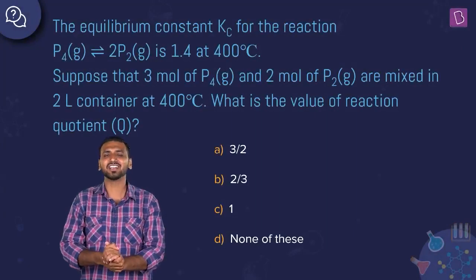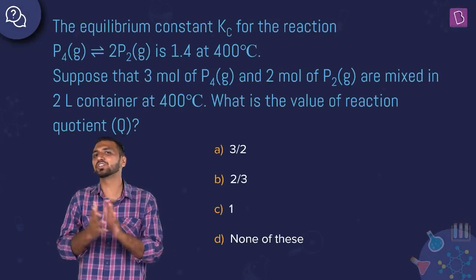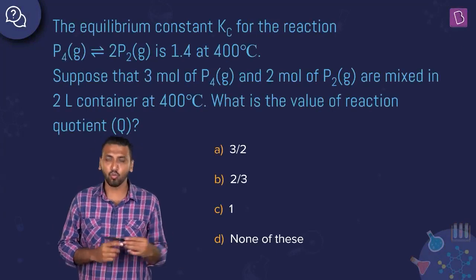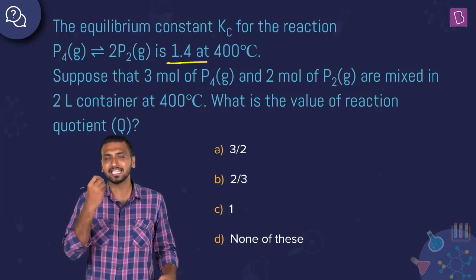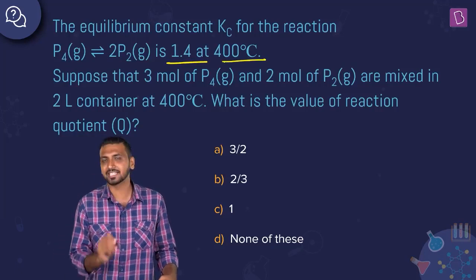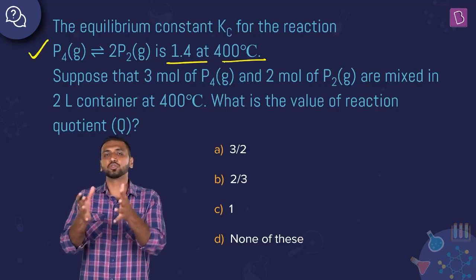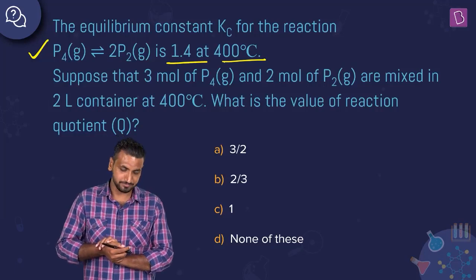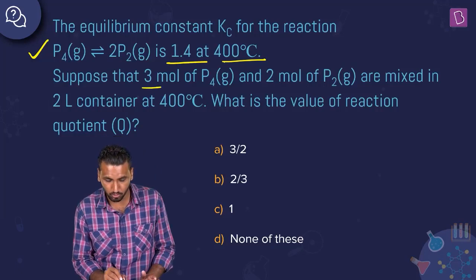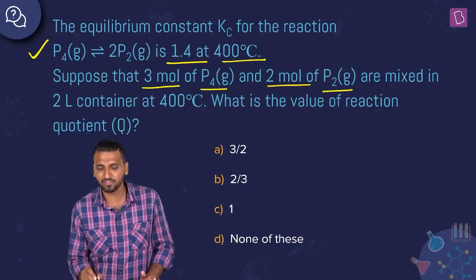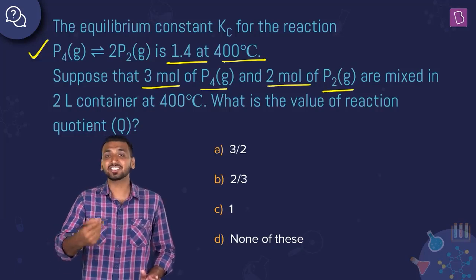So here we have a question from the chemical equilibrium part, related to Kc and Qc. What you are given is the Kc value, the equilibrium constant value at 400 degrees C. This is the equation, P4 dissociating into two P2 molecules. Now you have the initial values for the moles of P4 and the moles of P2. You have to calculate the Qc, the reaction quotient.